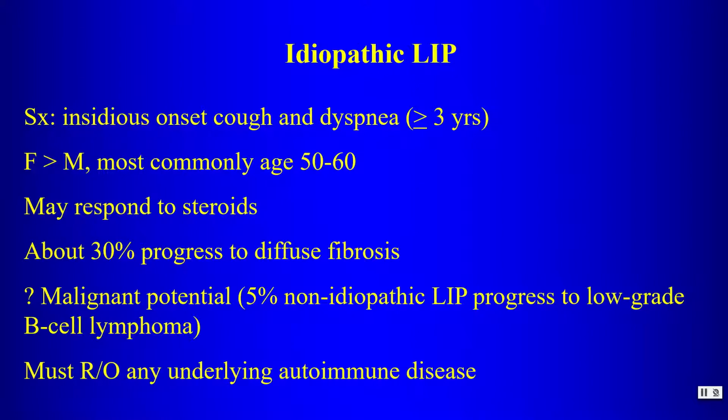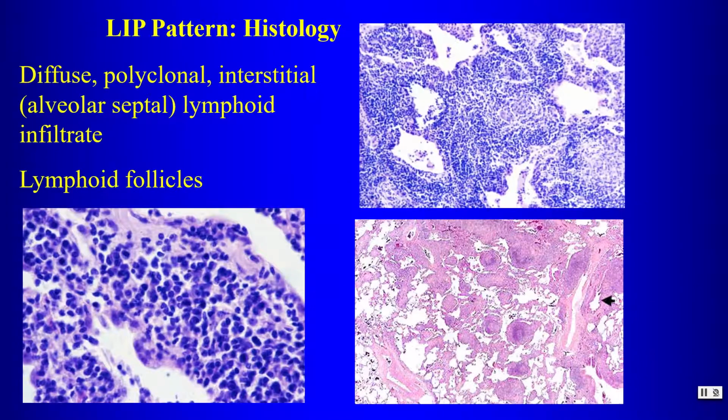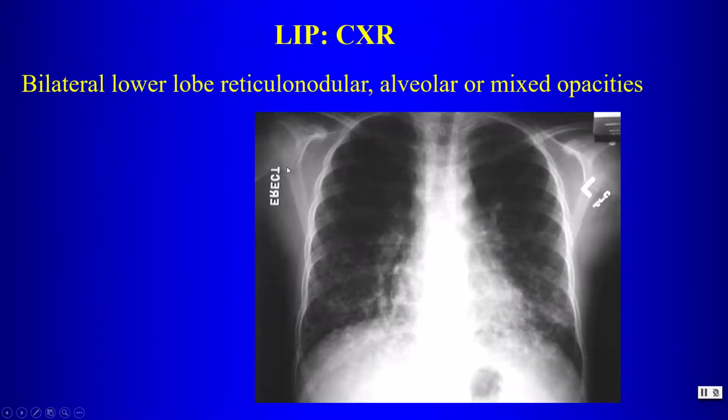The important thing is, if we have LIP on a biopsy, we really do want to rule out any underlying autoimmune disease in these patients. So in the LIP pattern, there's a polyclonal proliferation of lymphocytes in the interstitium. Might also find lymphoid follicles here on the biopsy, as we've described there.